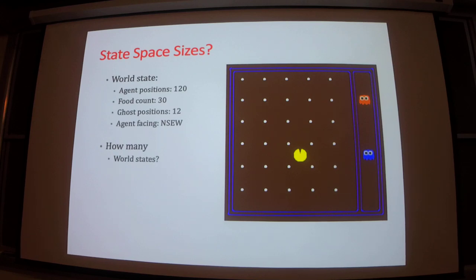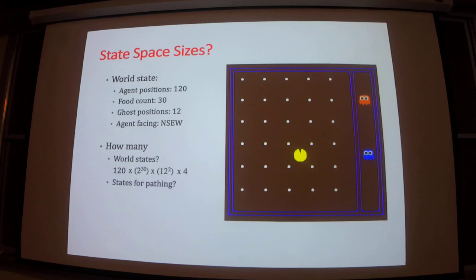Well, let's look at it. Pac-Man can be in one of 120 different places. But we also need to keep around the state of the dots, right? So how many different possible dot configurations are there? 2 to the 30, right? And for each one of those, Pac-Man can be in a different spot. We also need to keep around where the ghosts are, and then which way the agent is facing. This is a pretty big number, right? You might not have time to look at all of these. So this is why we need to be very careful.